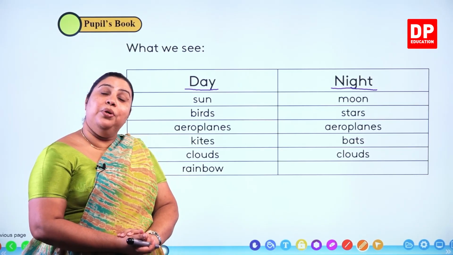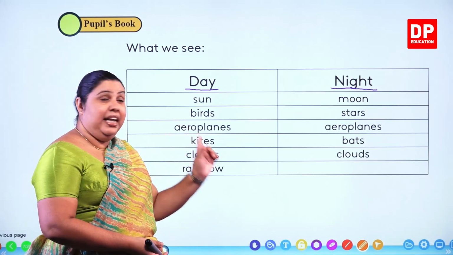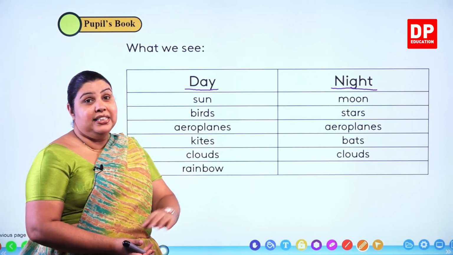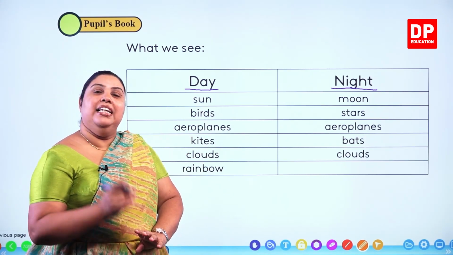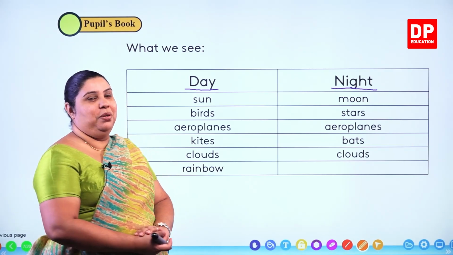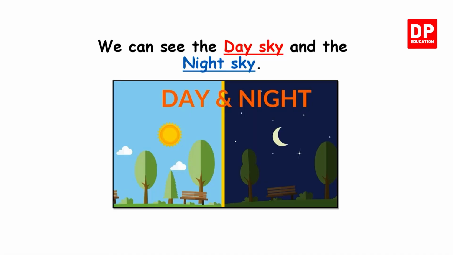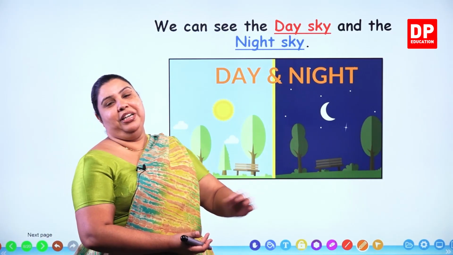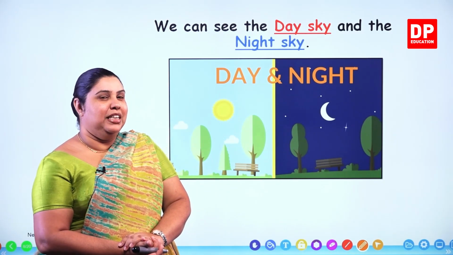Now we are going to talk about the day sky and the night sky in detail. Let's move on to our next slide and see what we are going to talk about. We can see the day sky and the night sky. Now the same sky will look different during the daytime and during the night time. Can you see this picture?